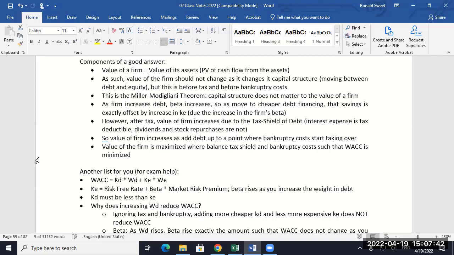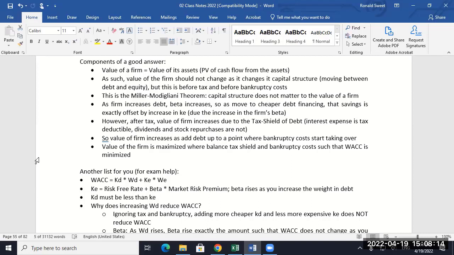However, because interest expense is tax deductible, the value of the firm does go up as you use more debt, because you get the tax shield. You need to get the words tax shield of debt into your answer. I think I also called it the interest tax shield. Either one of those is fine. Which begs the question, what if Congress made dividends tax deductible? I think you'd be back to their initial proposition that it doesn't matter, because either way you get the same treatment.